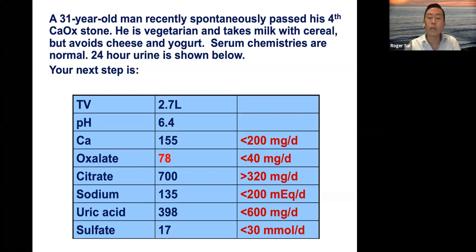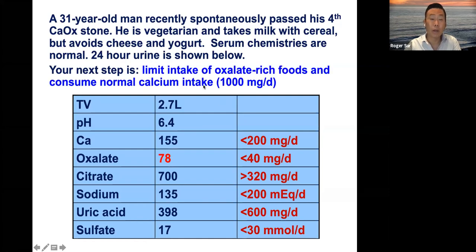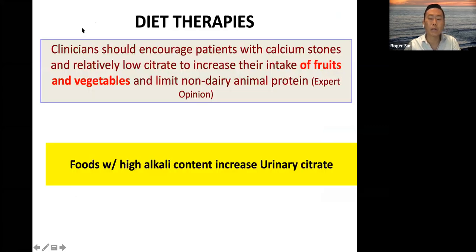As I've told you, calcium binds oxalate in the gut, so you need to make sure there's enough calcium in the diet. So we want to have him limit some of his oxalate-rich foods and encourage him to consume a normal amount of calcium, about 1,000 milligrams a day. That way the calcium will bind the oxalate and he won't form the calcium oxalate stones.